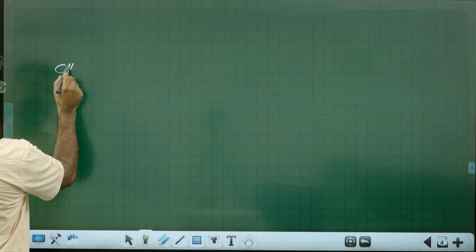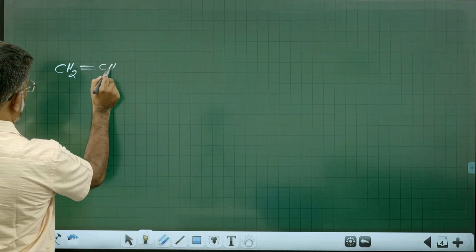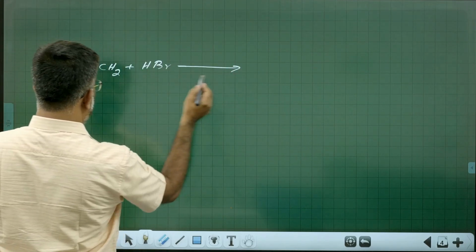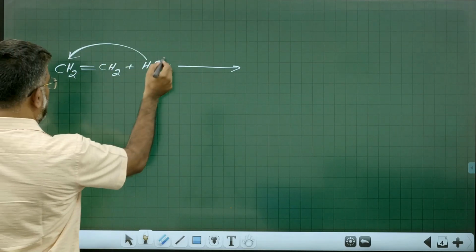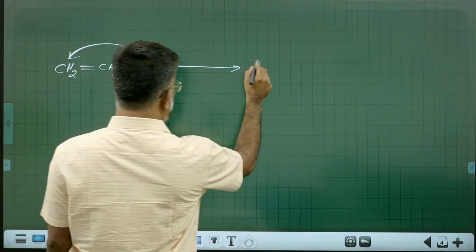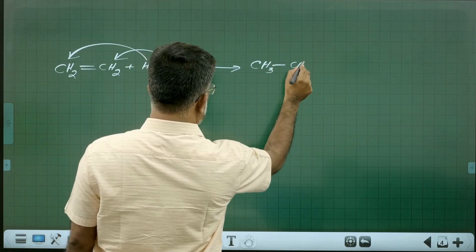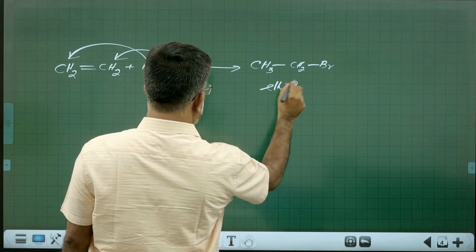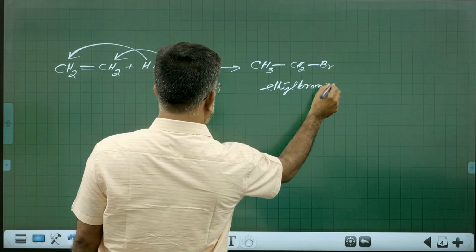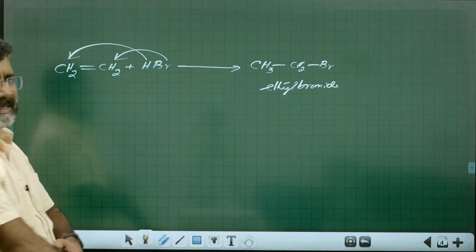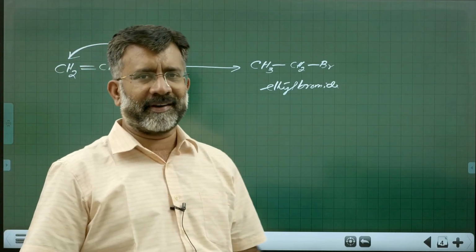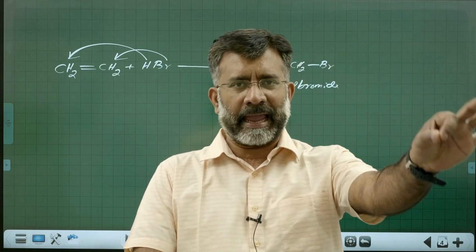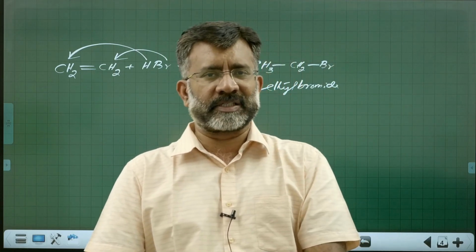You see this CH2 double bond CH2 added with HBr in darkness. You see hydrogen will be added here and bromine will be added here. You get CH3 single bond CH2Br. Ethyl bromide is obtained. It's an addition reaction. What kind of addition reaction? Electrophilic addition reaction, because H plus is added in the rate determining step of the reaction.